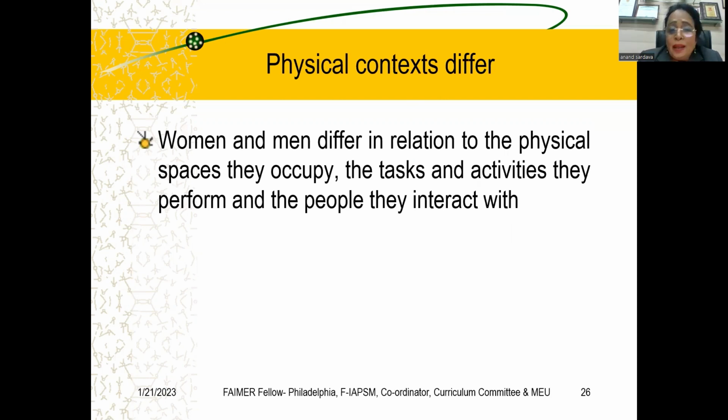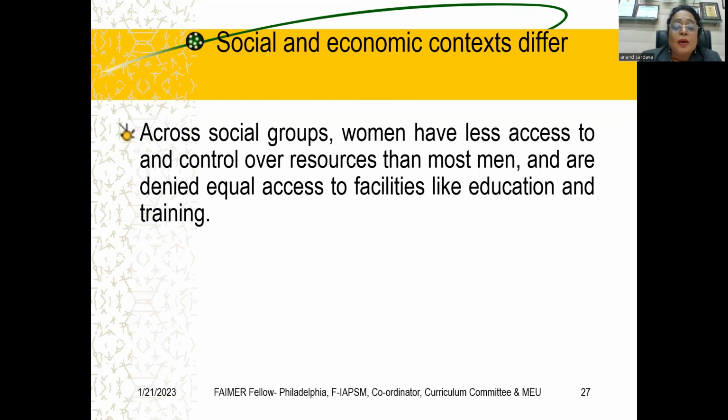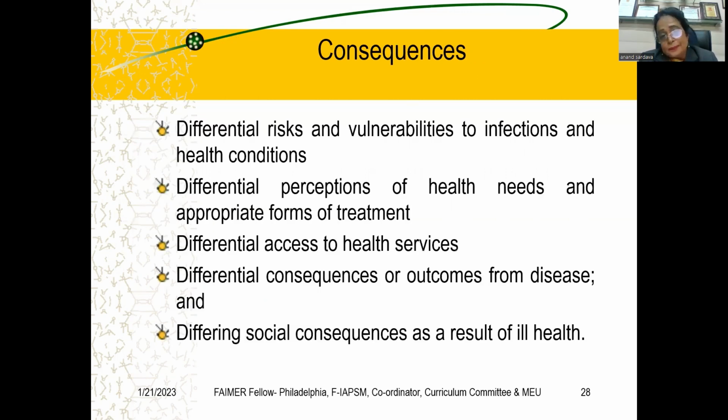I've already explained earlier that the physical context in which men and women work, the tasks they do, and the people they interact with have a bearing on their resources and also on their health. As a consequence, there is a socio-economic context, because women have lesser control over money and other resources, even in education and training. There are the literacy rates we have seen. So the physical context differs, and the socio-economic context differs.